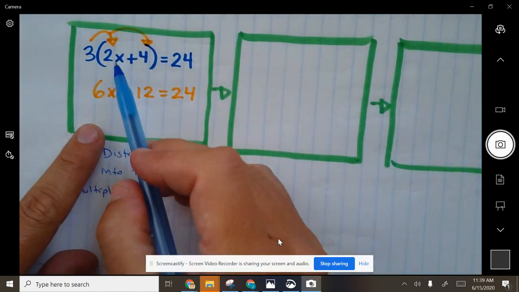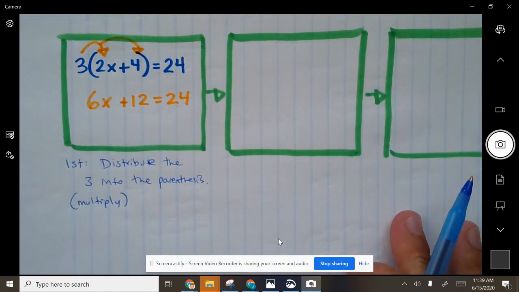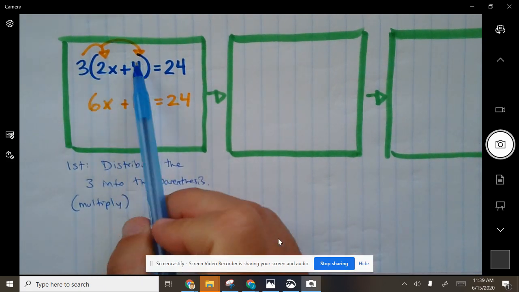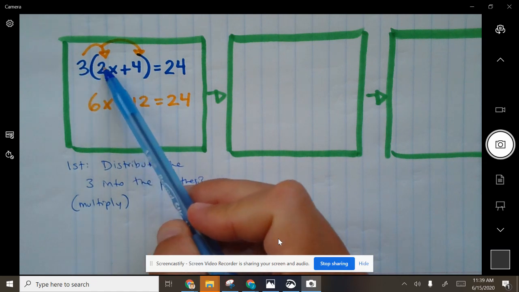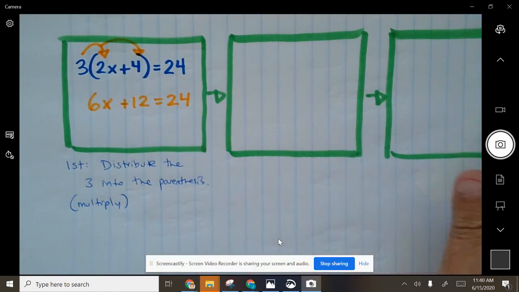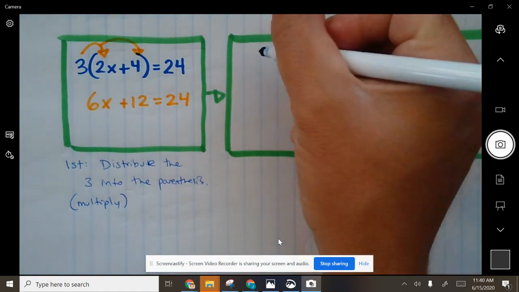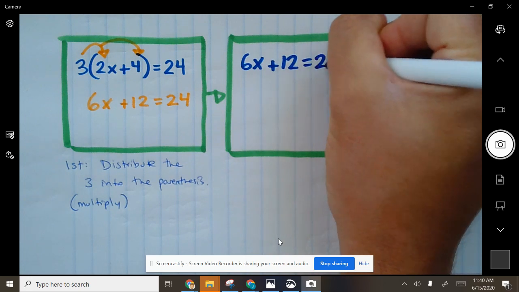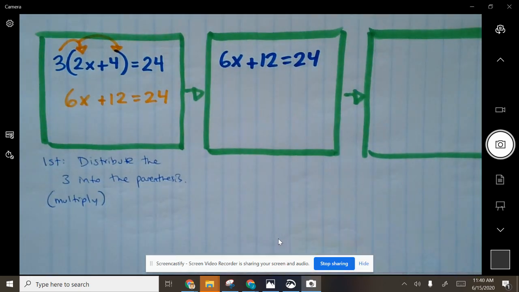We had to get rid of these parentheses. You can't have those in there. You got to get rid of them by distributing, by multiplying. Okay? You distributed the 3. 3 times 2 is 6. You bring down the x. 3 times 4 is 12. Bring it down. Now, you have 6x plus 12 equals 24. This would be the second step.